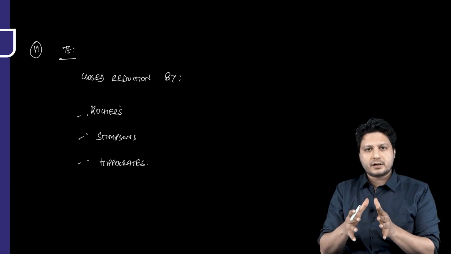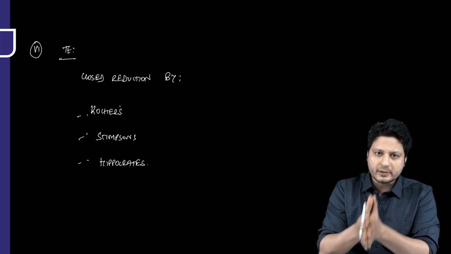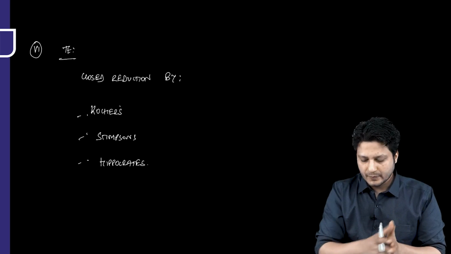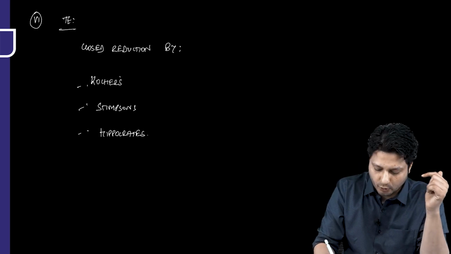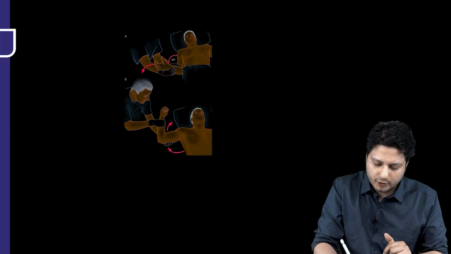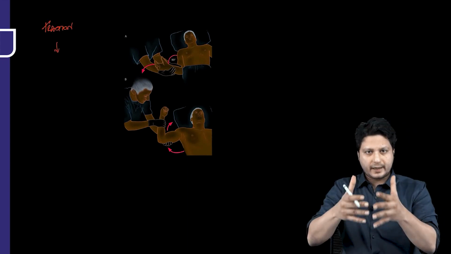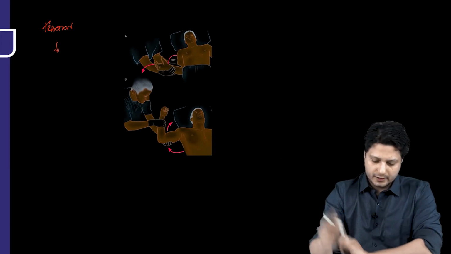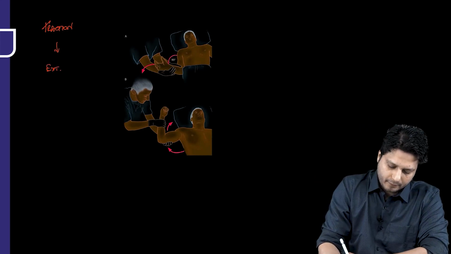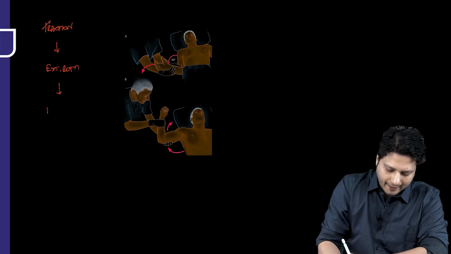So these are the three methods on the basis of which you can perform closed reduction in the emergency itself. Now Kocher's method is the most commonly used method. As far as Kocher's method is concerned, if you look at this image, you are asking the patient to lie supine on the couch. Once the patient is lying supine on the couch, then what you perform is traction. First you go ahead with traction, then external rotation, then adduction, and then finally internal rotation.